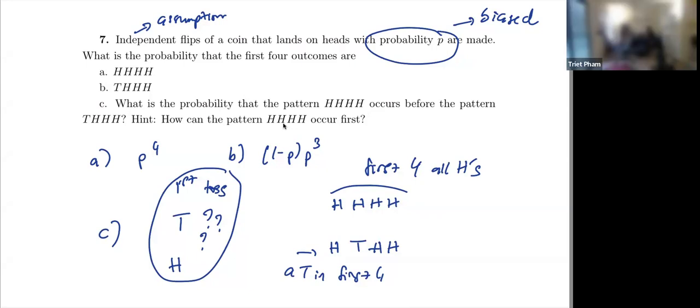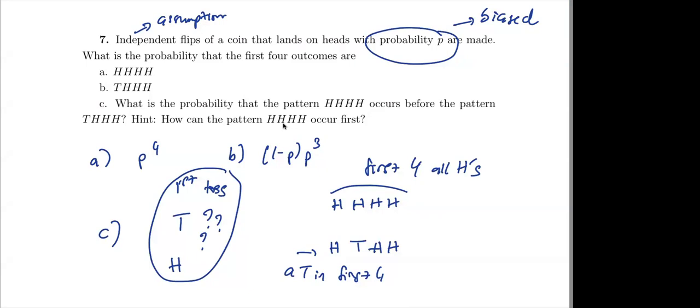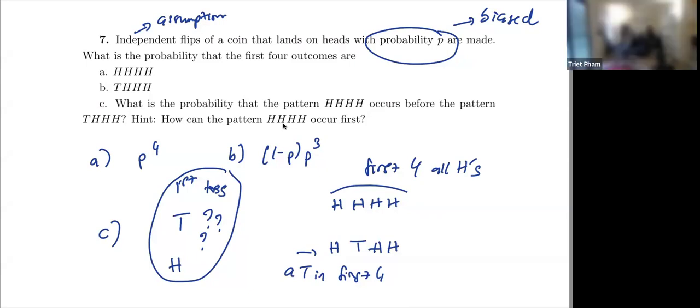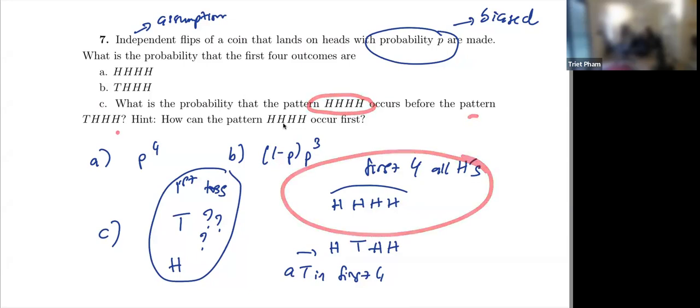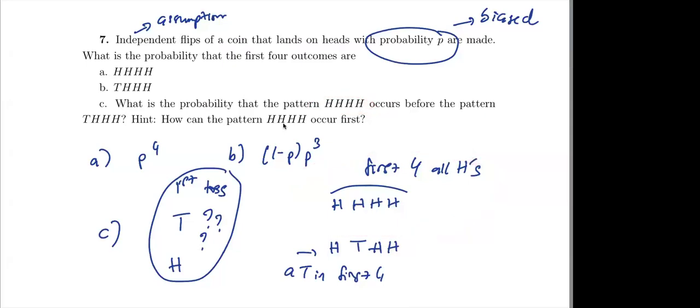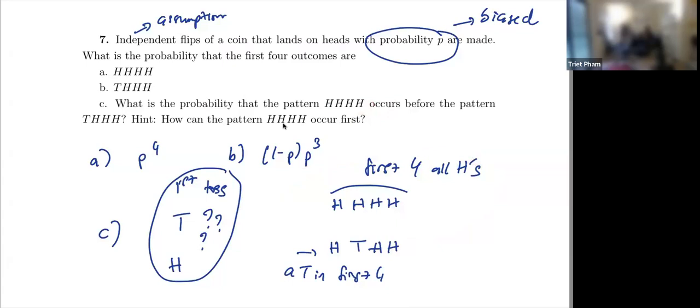And then what? Well, no. I would just say P to the fourth is the probability that... No, notice you have not addressed the logic yet. You're saying that the probability that this pattern occurs before this pattern is the same as the probability that the first four are all heads. That's your claim, but why? You haven't provided that explanation.